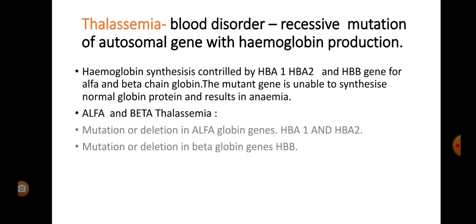But the mutant gene present in individuals having thalassemia is unable to synthesize the normal globulin protein. That results in non-functional hemoglobin, and that hemoglobin does not carry oxygen properly, which results in anemia. There are two types of thalassemia, alpha and beta. In alpha thalassemia there is deletion or mutation in the alpha globulin genes, that means HBA1 and HBA2, and in beta thalassemia there is mutation or deletion of the beta globulin gene, that means HBB.